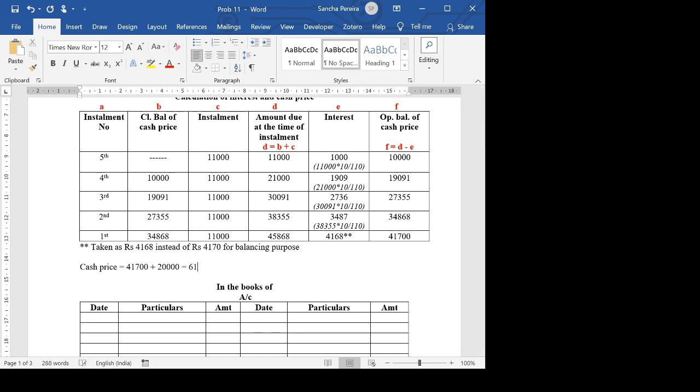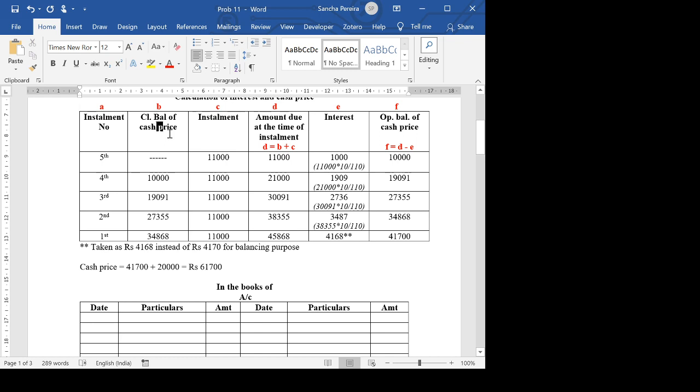So actually, our cash price is rupees 61,700. Okay, so in a situation like this, when cash price is not given and there is no other way of calculating the cash price, we need to reverse the whole. Any questions?